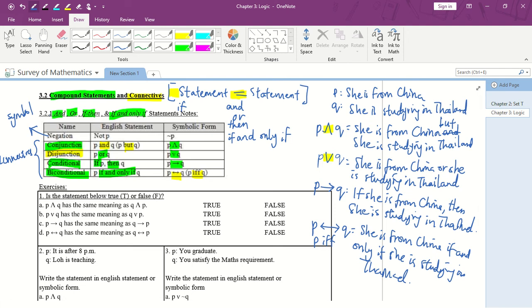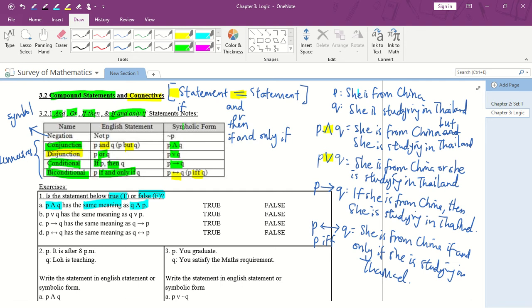Okay, so let's look at this one. Exercise: is the statement below true or false? The first question: P and Q has the same meaning as Q and P. Basically, it means: she is from China and she is studying in Thailand. Is it the same meaning as she is studying in Thailand and she is from China? So is it the same? Can we change the position of the sign?